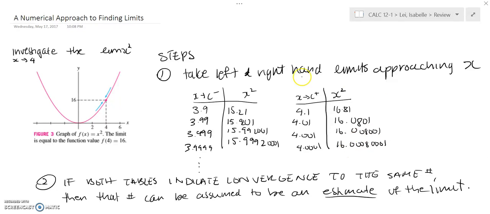If both tables, like in this instance, indicate convergence to the same number, which in this case is 16, then that number can be assumed to be an estimate of the limit. So we can say that the limit of x squared as x approaches 4 equals 16, because you can see that this happens in the graph, so we can graph it and estimate it like that, and we can also do it through a table of values.